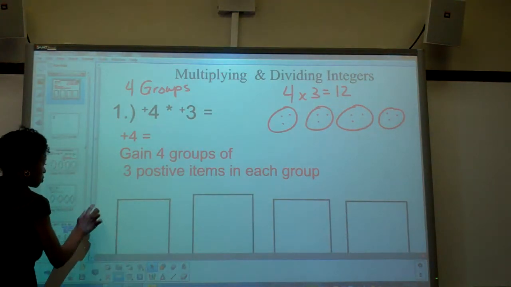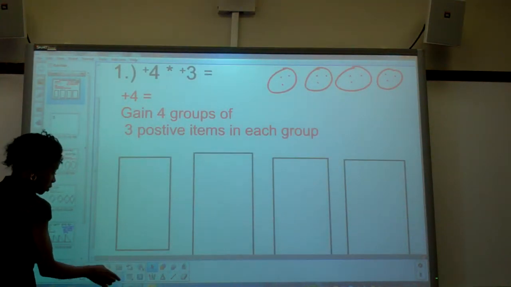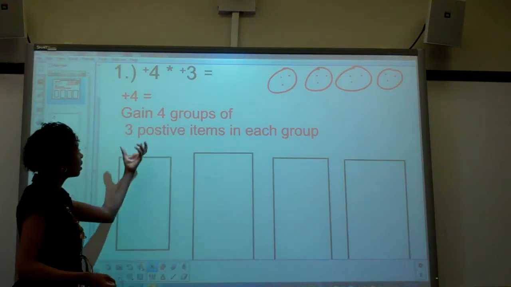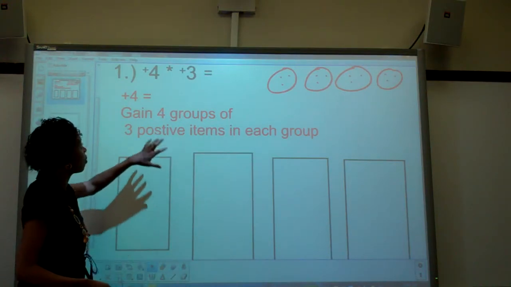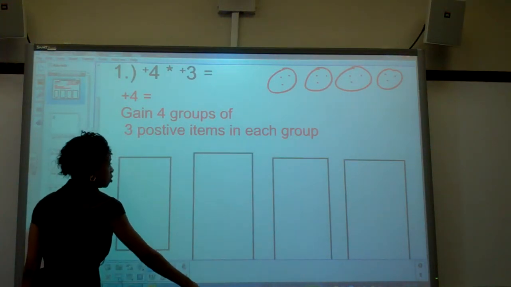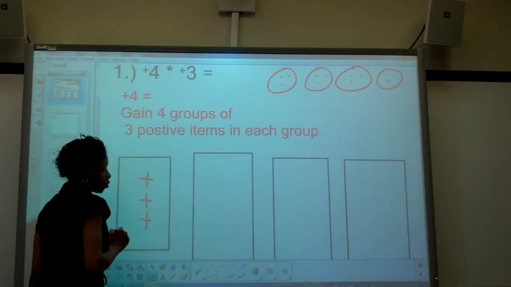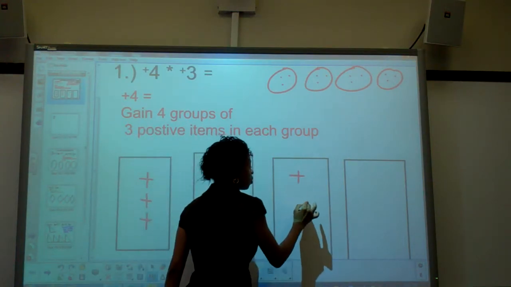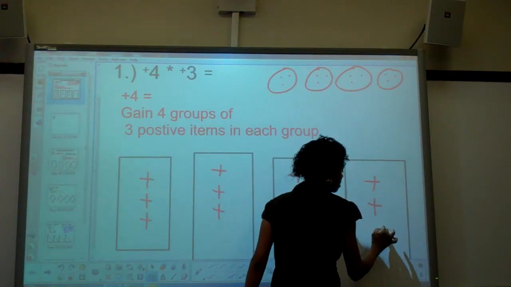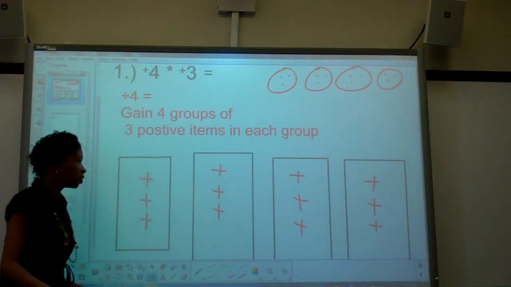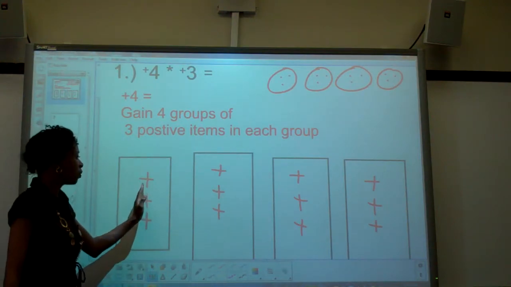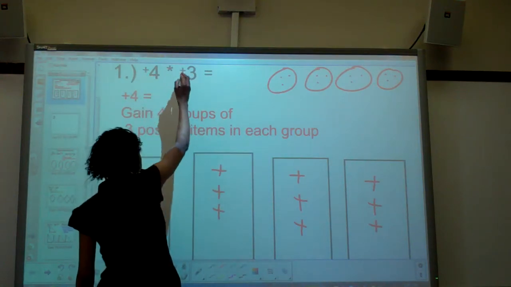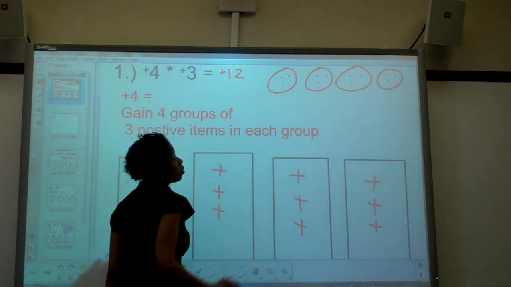So here are our 4 groups. 1, 2, 3, 4 groups. There's nothing in the groups. We're going to get 4 groups with 3 positive items in each group. There's 1, 2, 3 positives in the first group. We need 3 positives in the second group, 3 positives in the third group, and 3 positives in the fourth group. Final answer should be in the same charge. And we have 3, 6, 9, 12 positives. And that's our answer. Positive 4 times positive 3 is a positive 12.